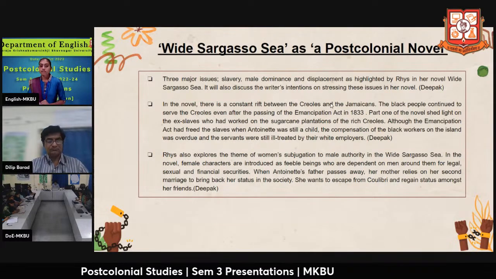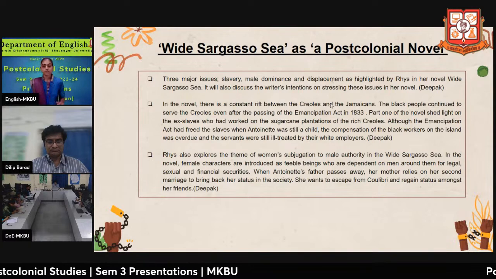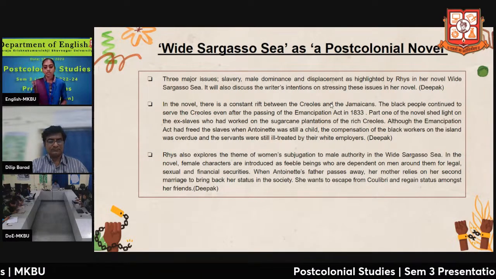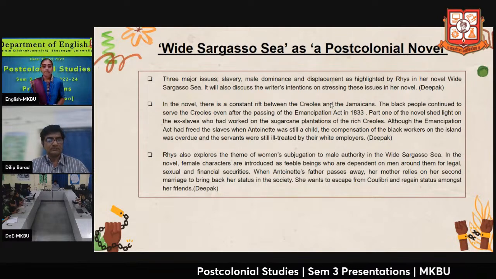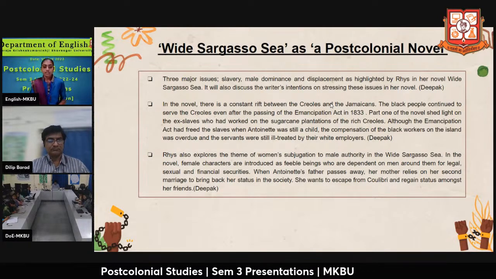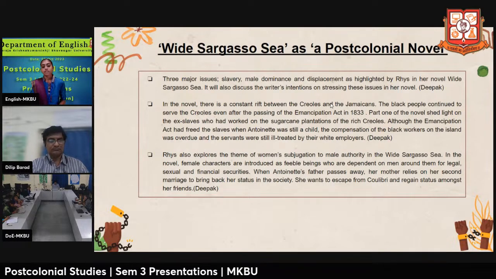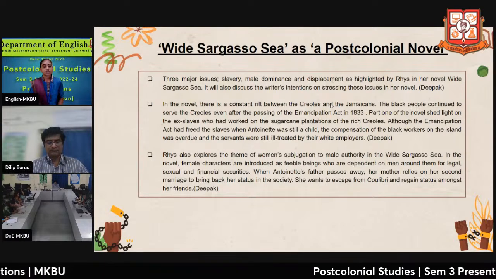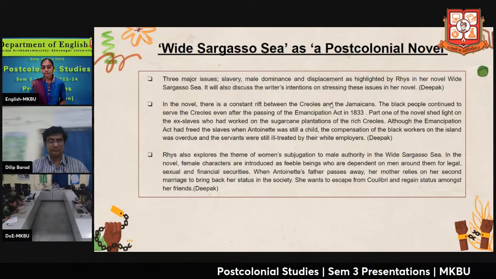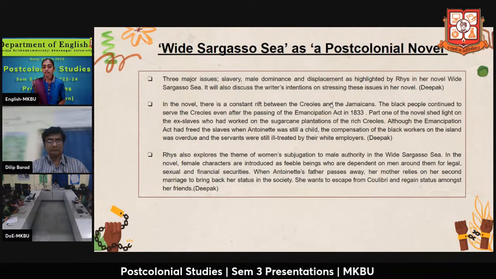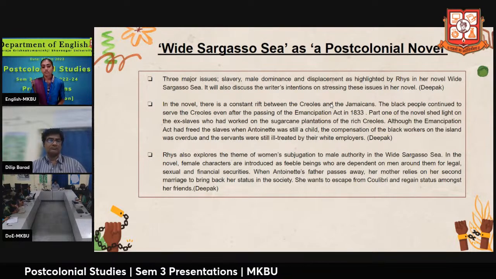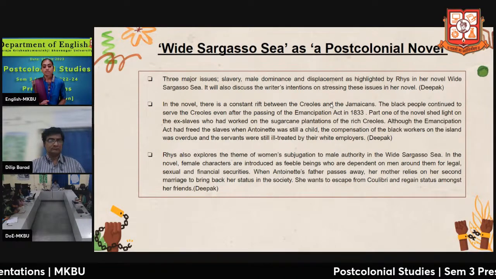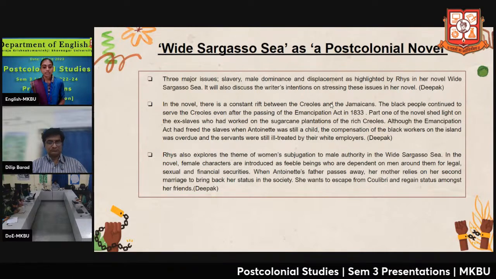In this novel, she focuses on three major issues: slavery, male dominance, and displacement. It will also discuss the writer's intention in stating these issues in her novel. In the novel, there is a constant rift between the Creoles and Jamaicans. Black people continue to serve the Creoles even after the passing of the Emancipation Act in 1833.